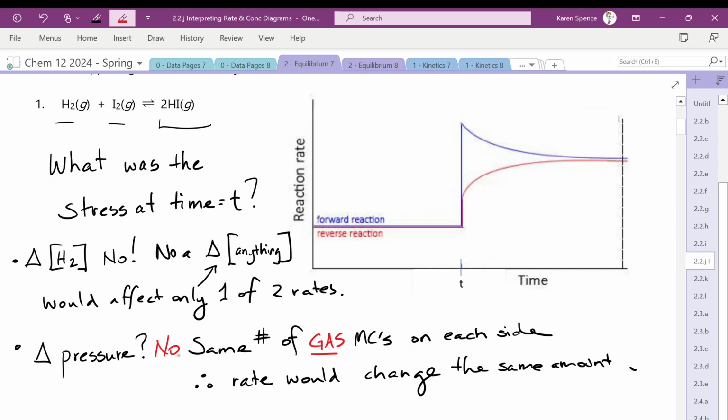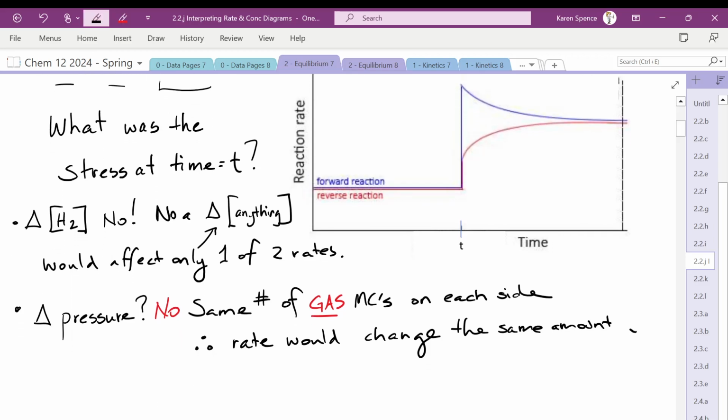So what is left? Temperature. There's only 3 different kinds of things we can change. We can change concentration, we can change pressure if we have gases, we can change temperature. So it must be, by process of elimination, a change in temperature.